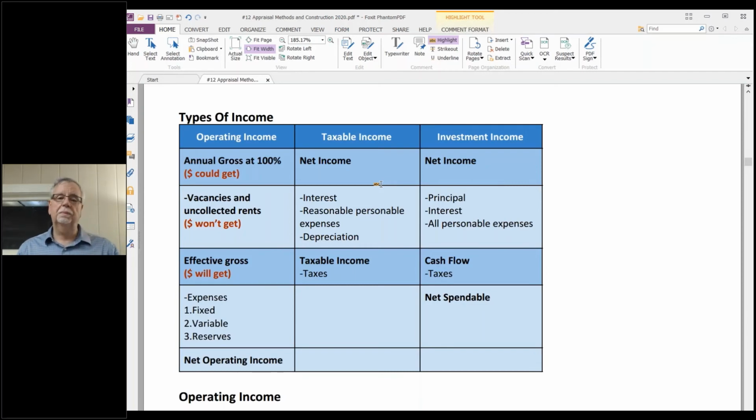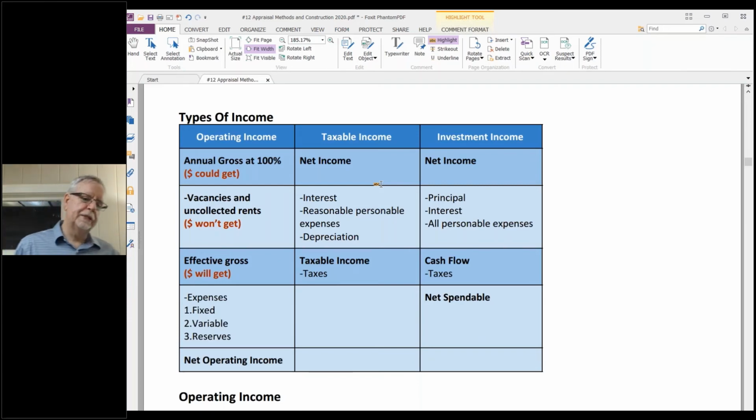And reserves for replacement is money that we've set aside, because the other 2 is actually money we've paid out. But this is just money that we've set aside to replace the air conditioning system when it hits the end of its economic life, the heating system, the roof, other things like that. And once we've deducted those, what we end up with is net operating income. And that is the income that we divide by the rate in order to determine the value.